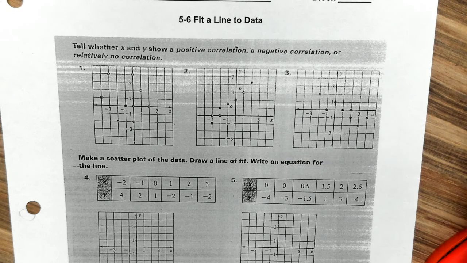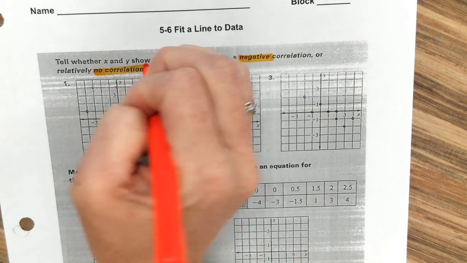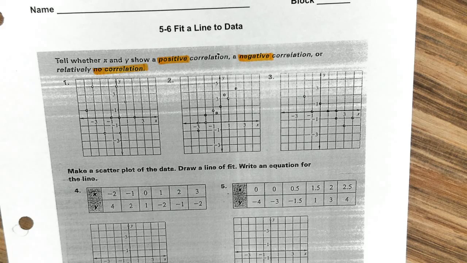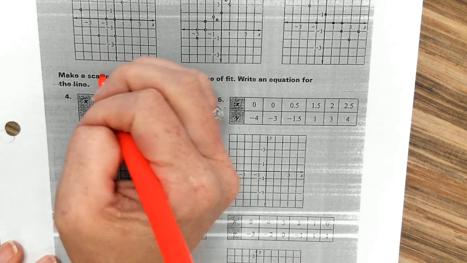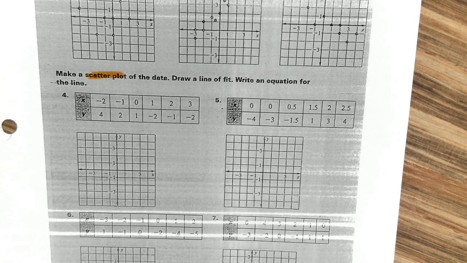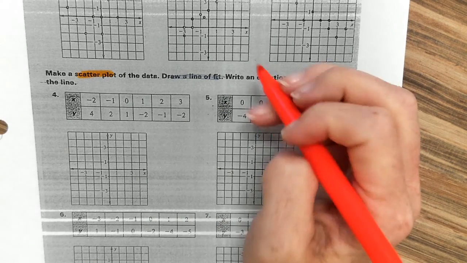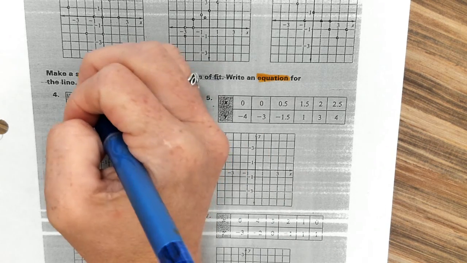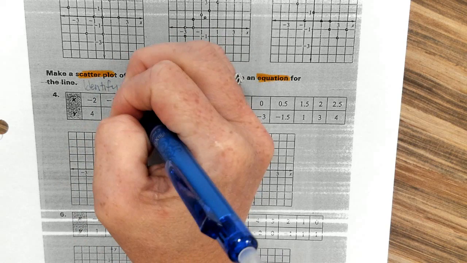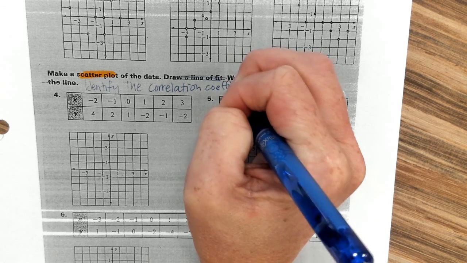All right, on 1 through 3, all you're going to do is write if it's positive, negative, or none. That's all you're doing on 1, 2, 3. On number 4 and 5, we're going to change the directions a little bit, okay? You are going to make the scatter plot. You are not going to draw a line of best fit, so mark that out. You are going to write an equation using stat, and then we're going to add this part. You are going to identify the correlation coefficient. That's your R.